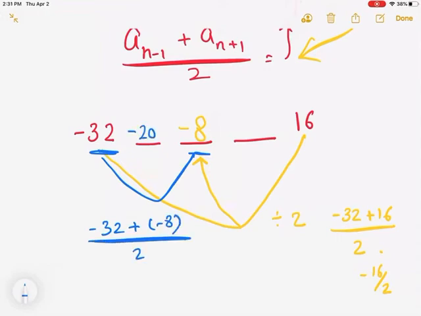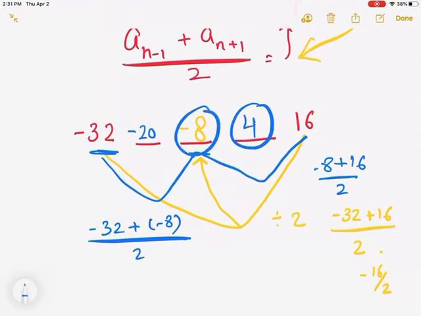Here you go. Almost there. I still have one more to solve for. Negative 8 added to 16 and divided by 2. Negative 8 added to 16 is positive 8, divided by 2 is 4. Here you go. So I already have these three terms. If you see a pattern like this, yes, you can add the outside terms and divide by 2. That will give you the middle term, and so on.